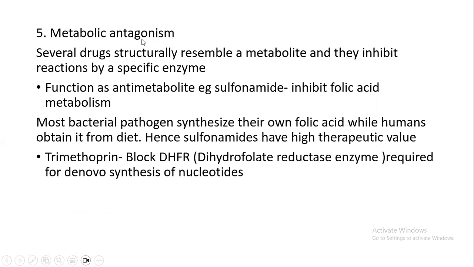Next is metabolic antagonism. So these drugs basically resemble the structure of a metabolite, and hence they inhibit the enzyme that is catalyzed by a specific enzyme. For example, sulfonamide inhibits folic acid metabolism. Most bacterial pathogens synthesize their own folic acid, while humans obtain their folic acid from the diet, and hence sulfonamides have a high therapeutic value. Similarly, trimethoprim blocks DHFR, which stands for dihydrofolate reductase enzyme, that is required for de novo synthesis of nucleotides.